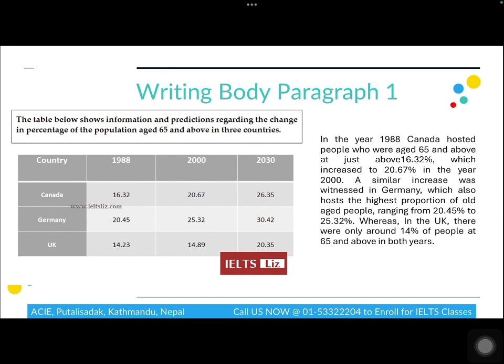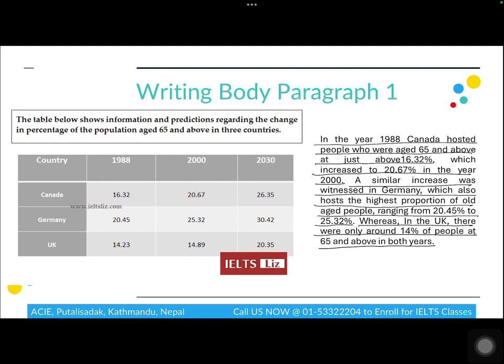Moving on to the body paragraph, start your body paragraph with a topic statement. In this case, I have not mentioned a topic statement because I'm anyway going to meet the word count, but it's always good to start your essay with a topic statement. In the year 1988, Canada hosted people who were age 65 and above at 16.32%, which increased to 20.6% in the year 2000. A similar increase was witnessed in Germany, which also hosts the highest proportion of old age people, ranging from 20.45% to 25.32%, whereas in the UK, there were only around 40% of people aged 65 and above in both years.